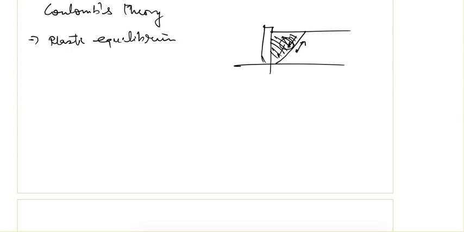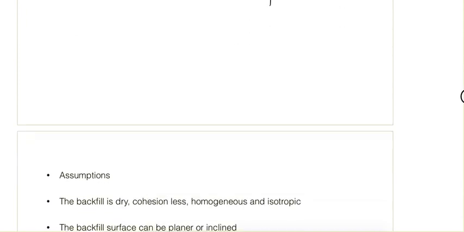In this case, a wedge shaped surface is considered. So this is the wedge shaped surface and it passes through the toe of the wall. It will be something like this, and a planar surface is considered. So this surface is planar, and this wedge is considered instead of the whole plastic equilibrium in the soil. So this is the basic difference between Coulomb's theory and Rankine's theory. There are several other assumptions also, so we'll see that.